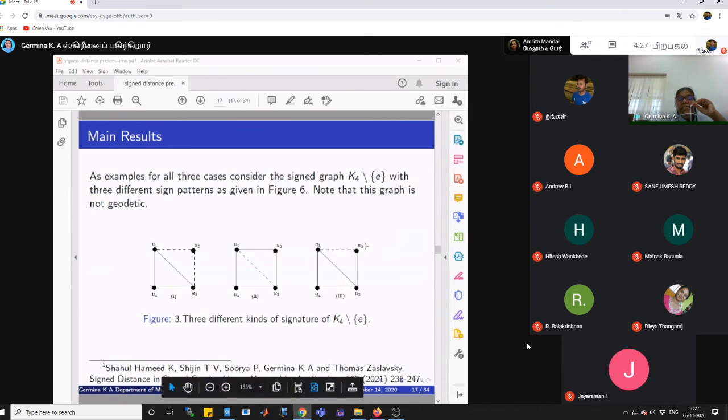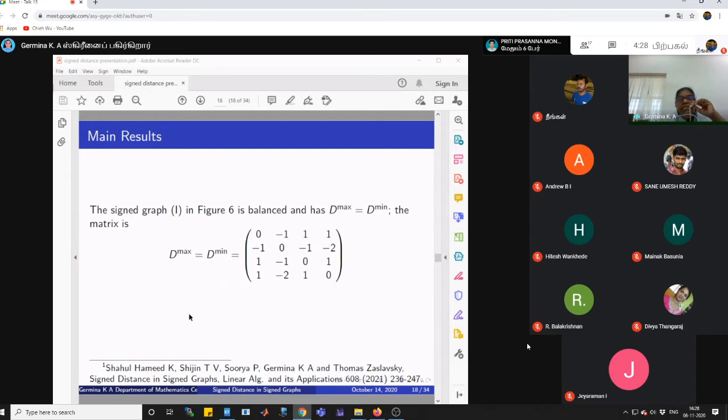All three cases can be explained if you look at this particular graph. That is, as examples for all three cases, consider the signed graph K4 minus e with three different sign patterns, given in this figure. One may notice that this is not geodetic. So let's construct it in signed graph 1.